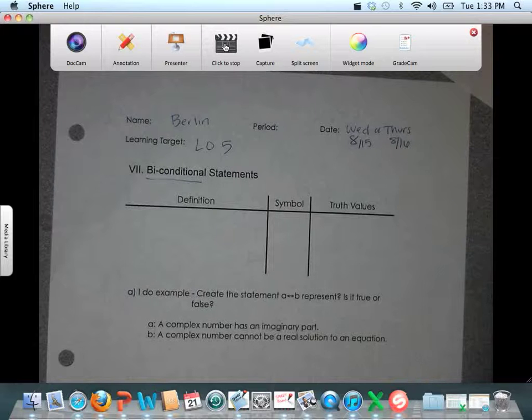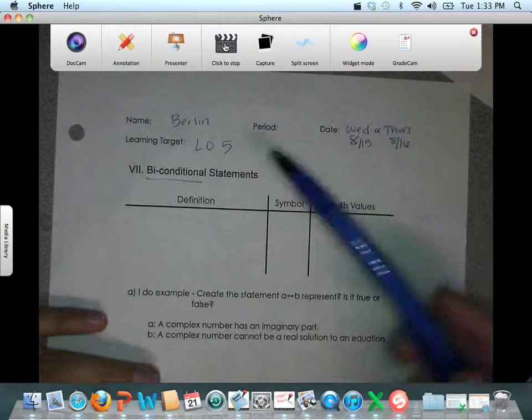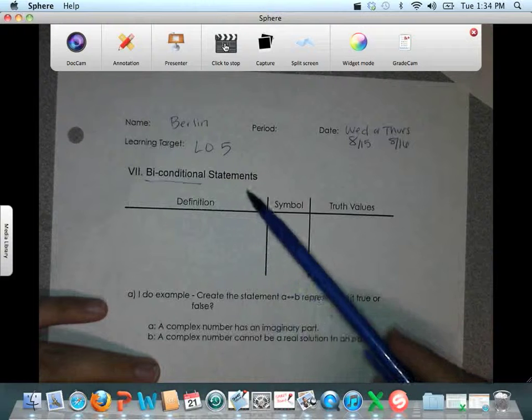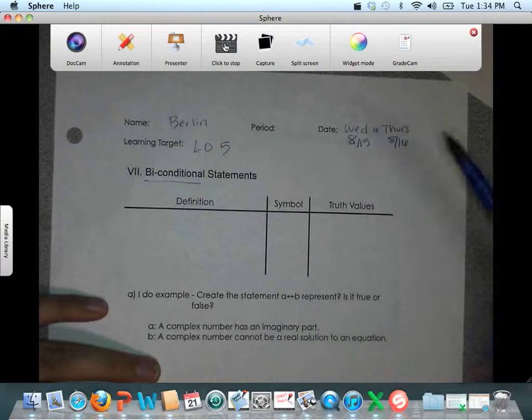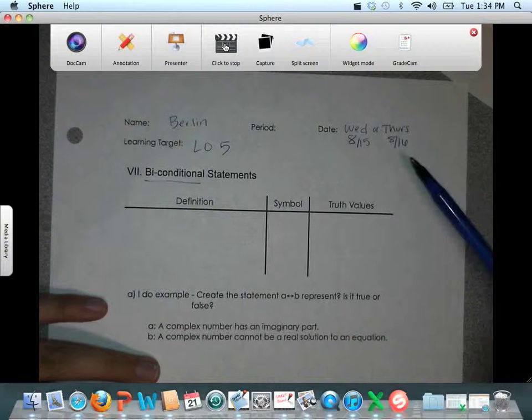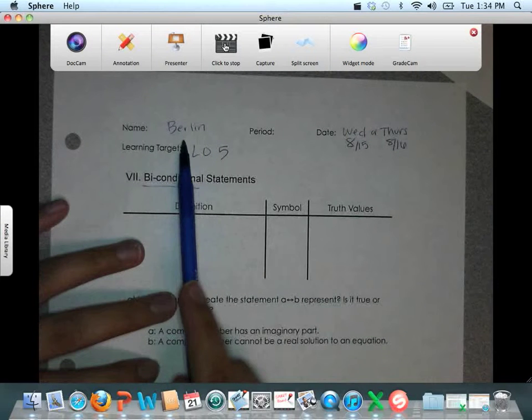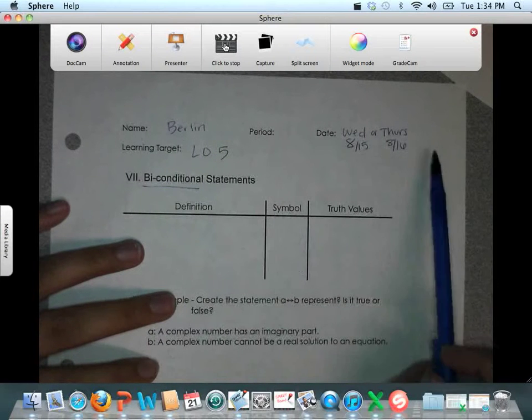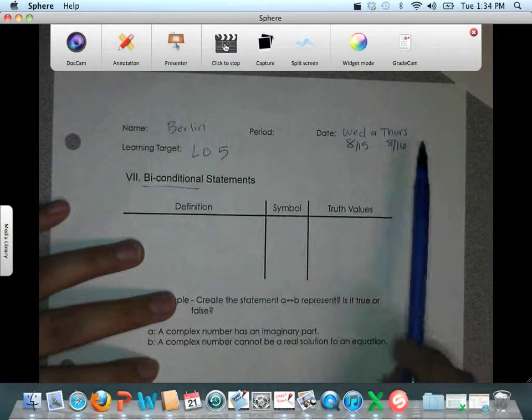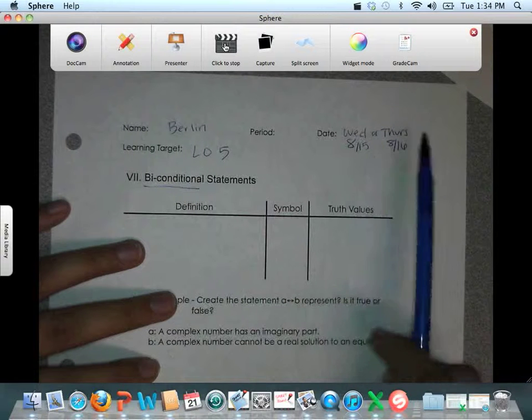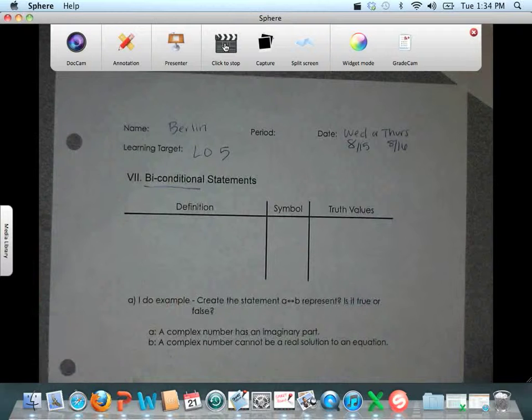Welcome back. This is a lecture on biconditional statements, which is a part of LO5. The other parts include converse, inverse, contrapositive, and negation. So biconditional is the fifth part of LO5. Don't forget to put your name and your period on your notes, and this is when this lecture was done: Wednesday, August 15th, and Thursday, August 16th.